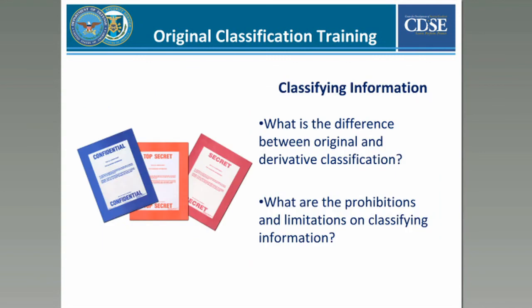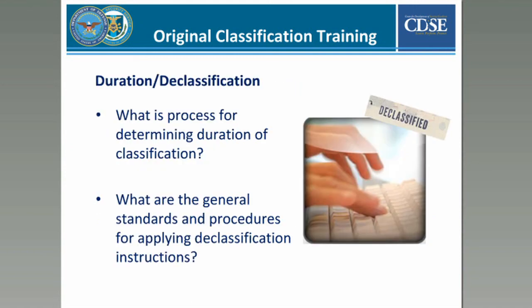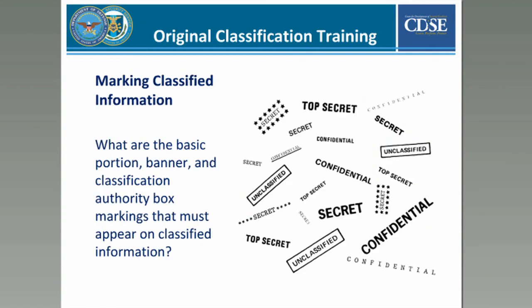As part of their training, OCAs must know the answers to these questions related to classifying information. What is the difference between original and derivative classification? What are the prohibitions and limitations on classifying information? OCAs must also know the following related to duration and declassification. What is the process for determining the duration of classification? What are the general standards and procedures for applying declassification instructions? OCAs must also know the basic portion, banner, and classification authority block markings that must appear on classified information.